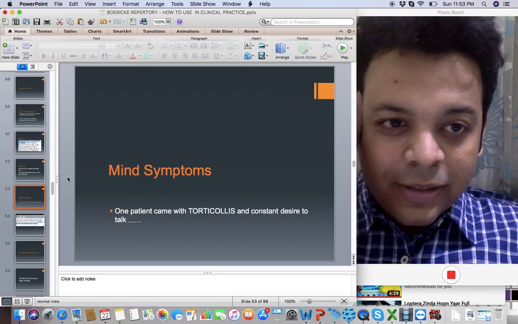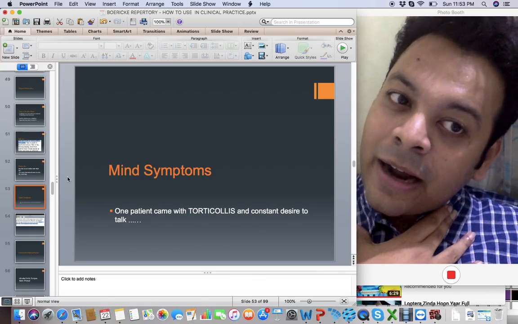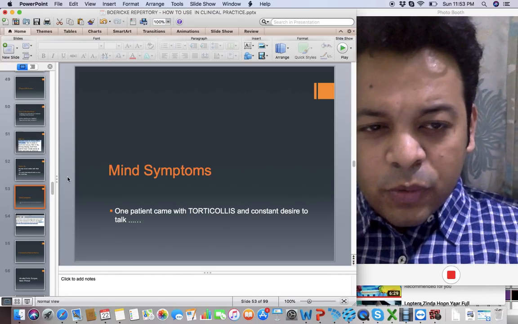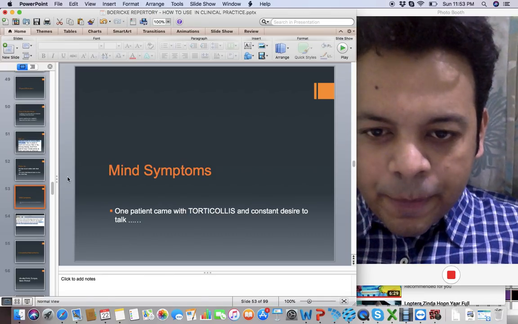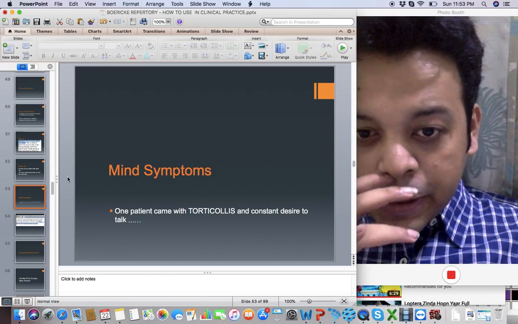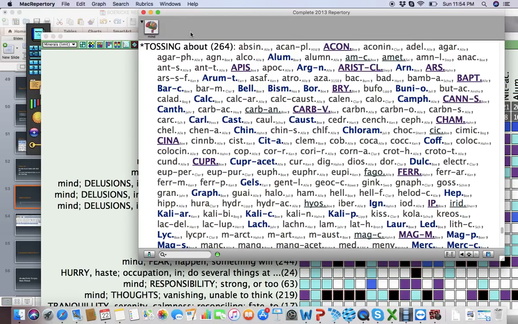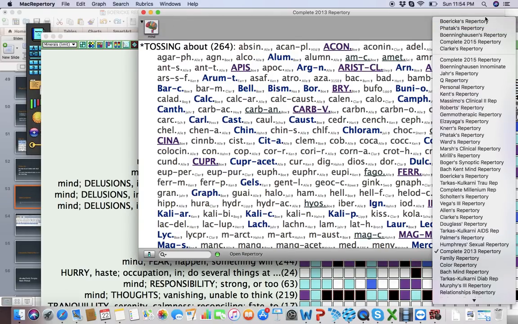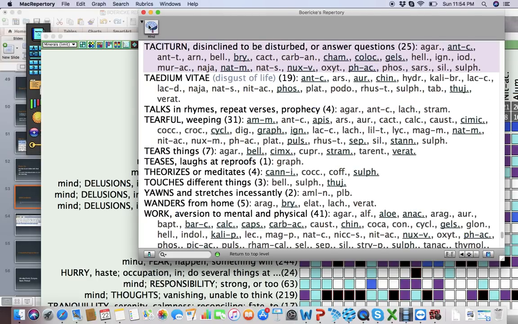I remember another interesting case. One patient with torticollis had come. Torticollis is like a wry neck. And his main symptom, he was constantly talking. So I opened the repertory and started studying which remedy torticollis was given. So how did I do that? I'll show you. I opened Boericke. Let's open Boericke repertory. Where are you, Boericke, my friend?